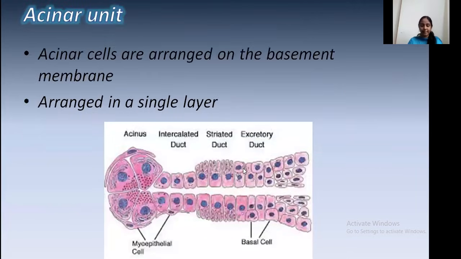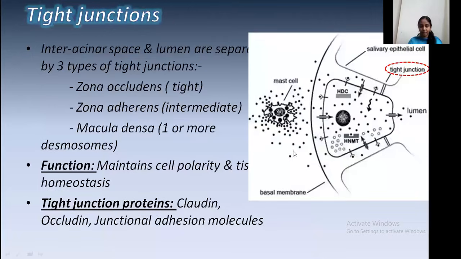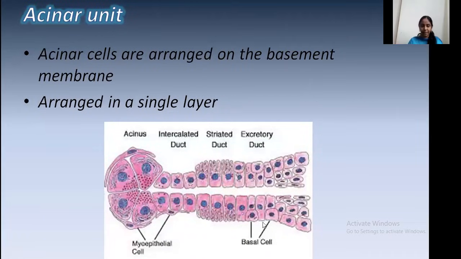Acinar unit, this is the image of acinar unit. Acinar, if you can see, acinus. Acinar unit means nothing but where the saliva production starts, or the unit which is responsible for saliva production and ejection. Acinar cells are arranged on the basement membrane in a single layer.